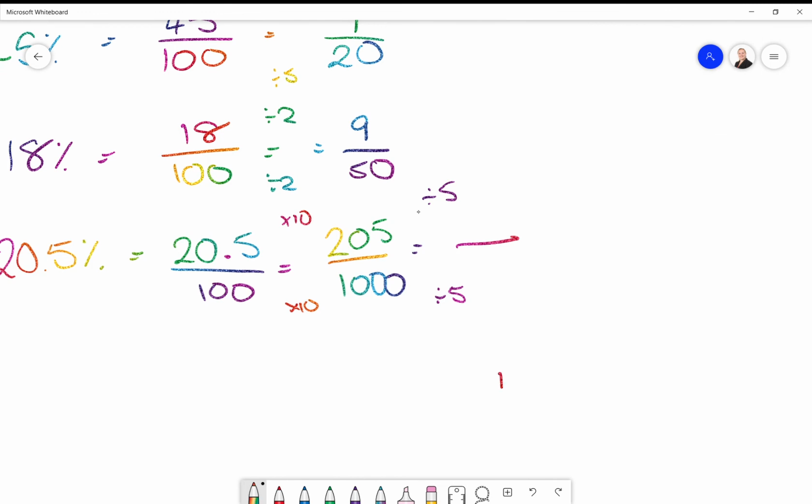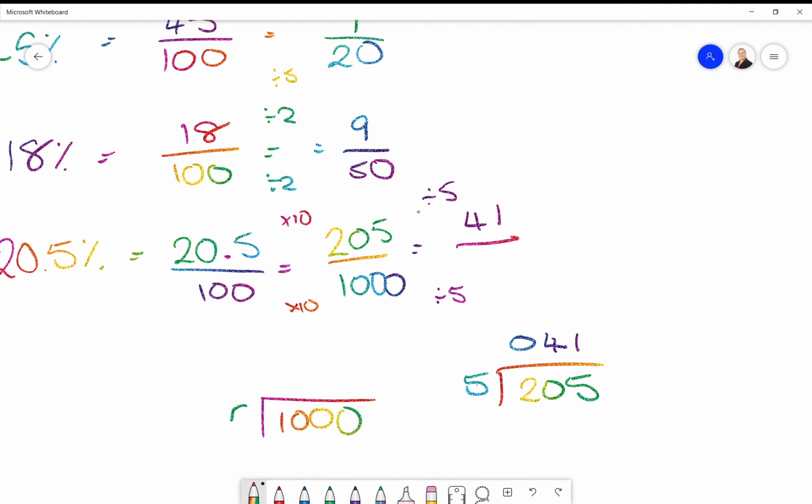You might want to do a little short division for this. So you might want to say 205 divided by 5. 5's into 2 doesn't go. 5's into 20 goes 4 times. 5's into 5 goes once, so that's 41. 5's into 1,000. 5 into 1 doesn't go. 5's into 10 goes twice. 5's into 0, 0. 5's into 0, 0. So 41 over 200, and that won't cancel down anymore.